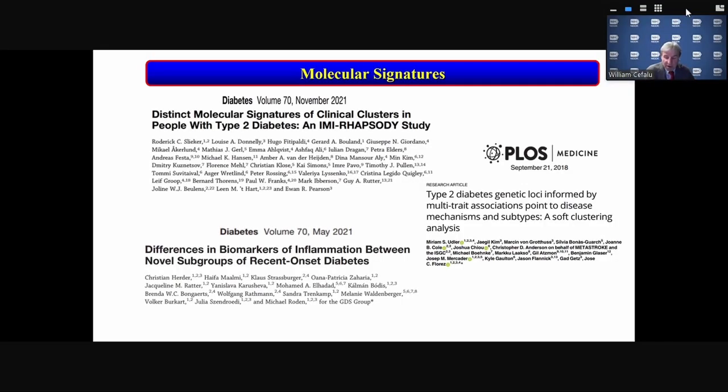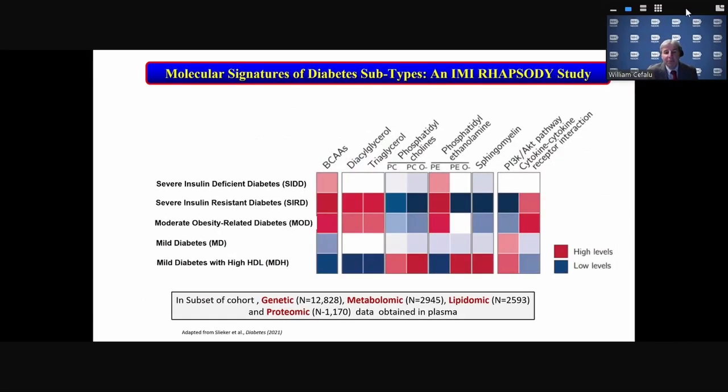Over the past many years, there's been some data that some of these subtypes might have specific molecular signatures. I'm just going to give you a few examples. This is the IMI Rhapsody study where they looked at the different subtypes. Looking at levels of branched-chain amino acids, diacetyl and triacylglycerides, they were able to show that in the severe insulin-resistant diabetes, this subtype had the highest level of the diacetyl and triacylglycerides. But when you look at proteins and the insulin signaling cascade, this is where they had the deficit.